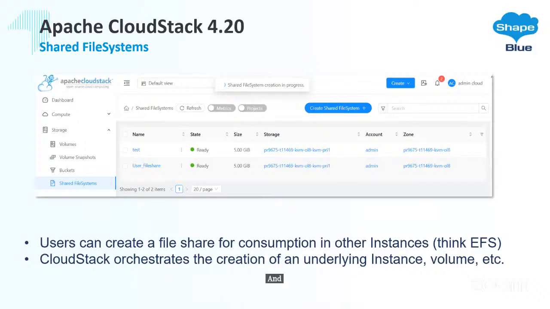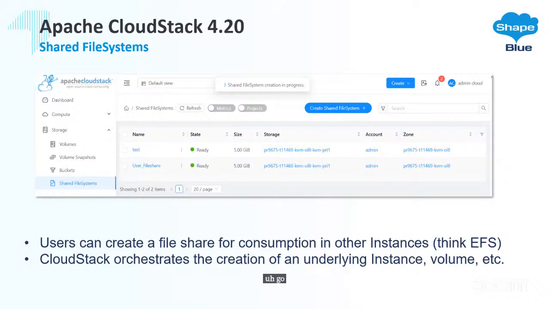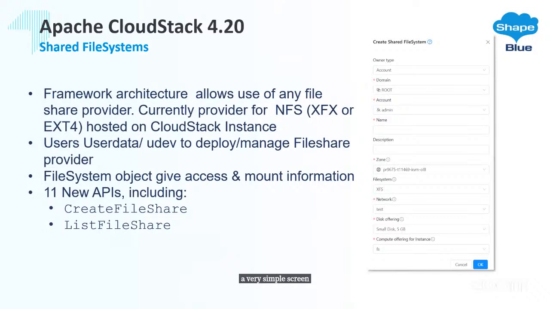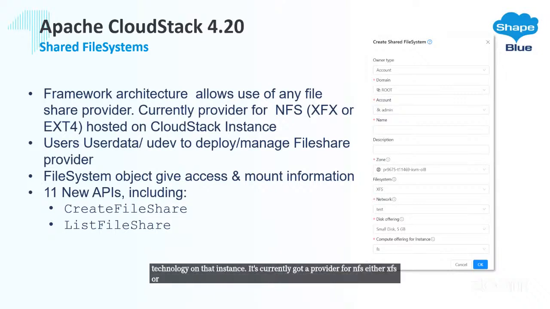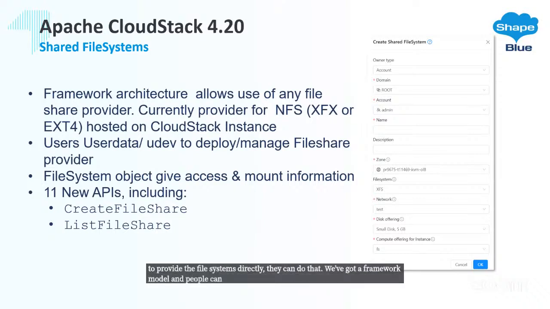And it's a first-class feature, so it's right up there in the menu. You go to File Systems, choose New Shared File System, go through a very simple screen. And what CloudStack will do here is deploy an instance. It will put the file share technology on that instance. It's currently got a provider for NFS, either XFS or ext4, but this is a framework model. So if somebody wanted to use Ceph, for example, to provide the file systems directly, they can do that. People can add new providers into that framework model.